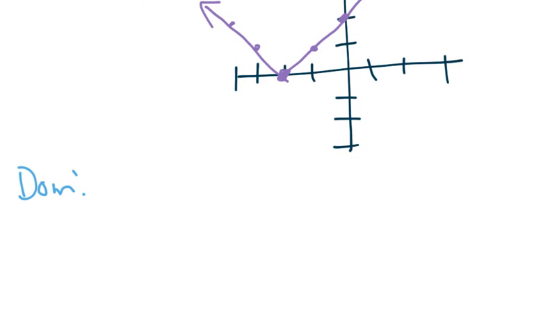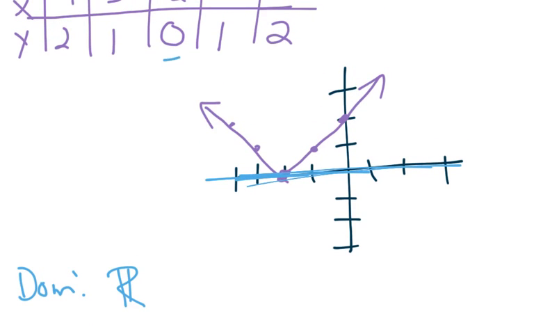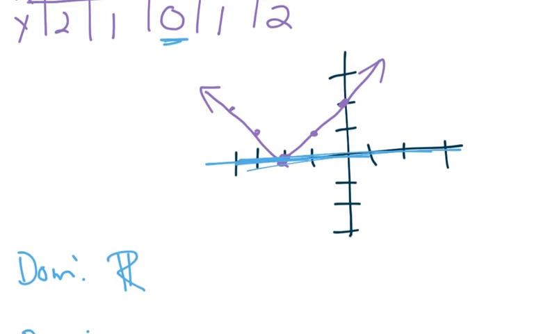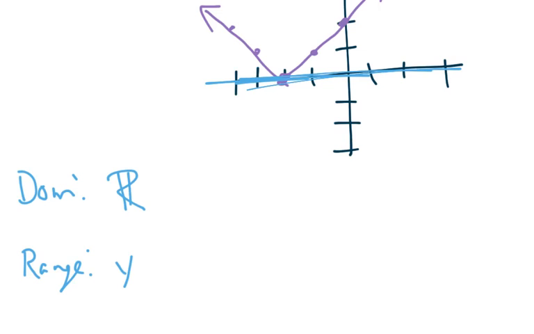So the domain: every problem with absolute value is going to be all real numbers. There's no x value we could put in there that wouldn't have an absolute value. The range, we've got to look at the y values. This is our bottoming out point. This would be a y value of 0. And we can obviously use 0 because we have a point that's got a y value of 0. So the range here for this one is going to be y is greater than or equal to 0.